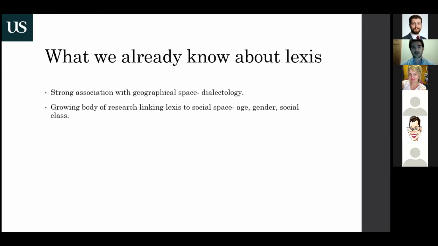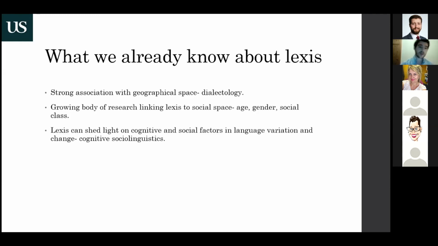And there's a growing, though limited, body of research which links lexical usage to social space. So we're looking at categories here such as age, gender, and social class. And we've got some people in the audience today who've conducted research in this manner, Justyna being one of them. Okay. And we also know from the research in cognitive sociolinguistics that lexis can simultaneously shed light on cognitive and social factors, which are relevant in the context of language variation and change.